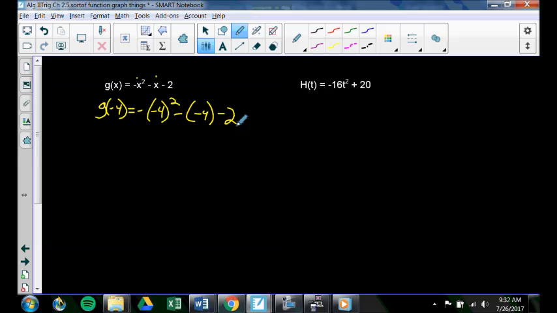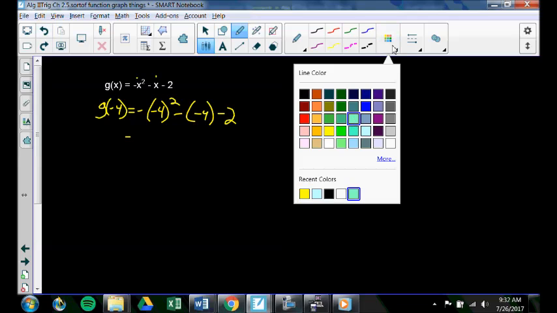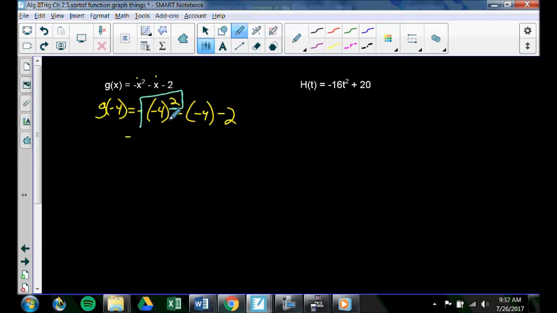There's a lot of negatives here on purpose. By order of operations, I do this first. I didn't circle that very well, so I will circle that better, and I'll change colors to make it more clear. I'm going to do this first. I square things first as order of operations. So it's going to give me a negative 16 plus 4 minus 2. Negative 16 plus 4 is negative 12, minus 2 is negative 14. So g of negative 4 is negative 14.